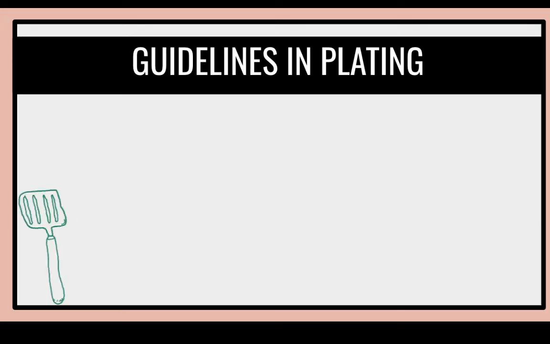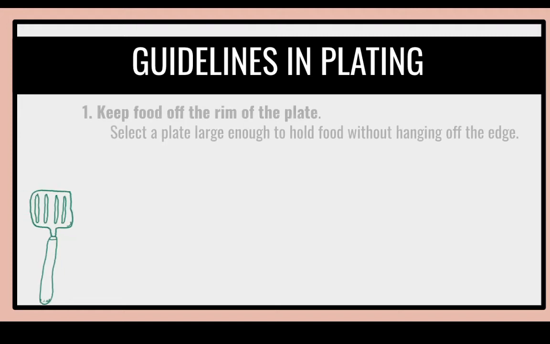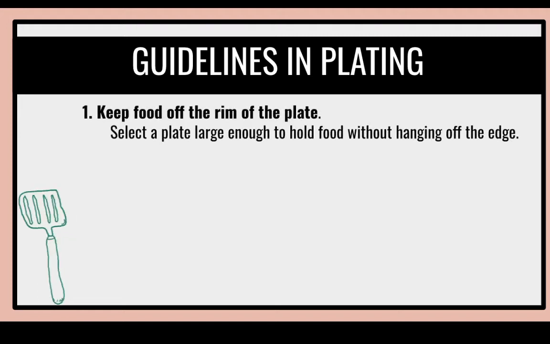There are some standards and procedures that we have to adhere to in plating. First, we have to keep food off the rim of the plate. You have to select a plate that is large enough to hold food without hanging off the edge. In culinary, a white plate is used so that your plating will be visible.